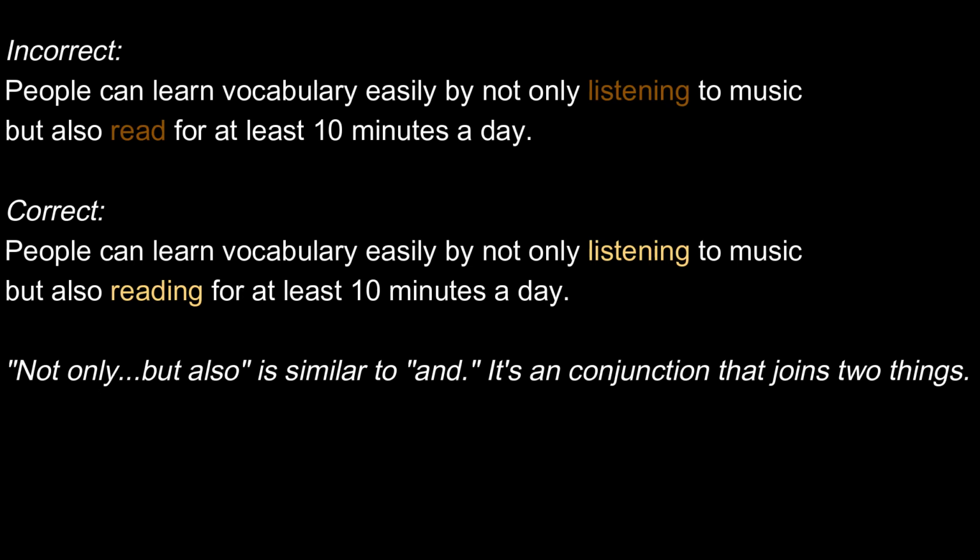Let's look at the next one. People can learn vocabulary easily by not only listening to music, but also read for at least 10 minutes a day. So here we have 2 ways to improve vocabulary, and those are not parallel forms, because in the first one, I use a gerund, and the second one, I use a verb, read. So we need to correct that. The best way would be to use a gerund in both of them. People can learn vocabulary easily by not only listening to music, but also reading for at least 10 minutes a day.